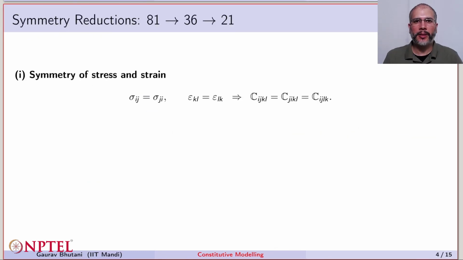Now, although we say that our constitutive tensor C_ijkl has a maximum of 81 components, because of the symmetry of stress and the symmetry of strain, we can reduce the number of components of C from 81 to 36. So let us do that derivation rigorously to see how we can get from 81 to 36 components because of the symmetry of stress and strain tensors.